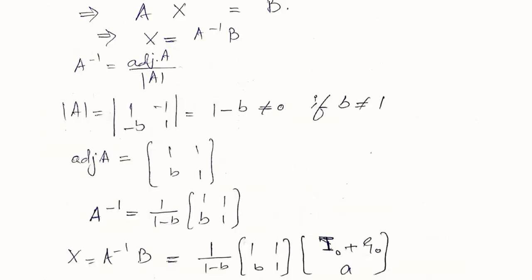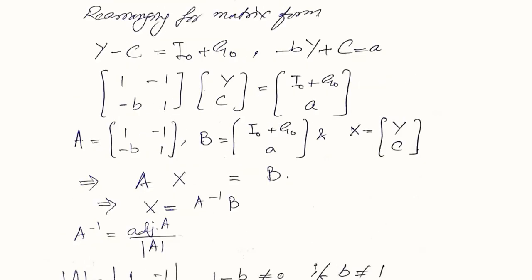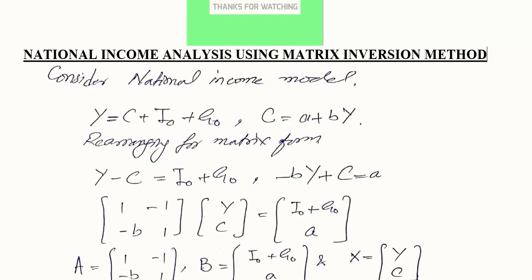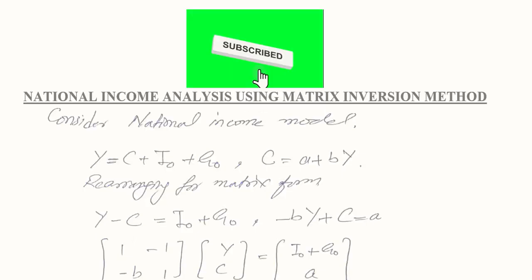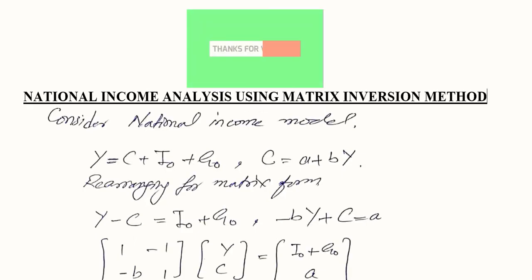However, this method is slightly different because it is the method of finding the solution of the system of equations by using the matrix inversion method. So this is how we find out the national income and consumption level at equilibrium by using the matrix approach.